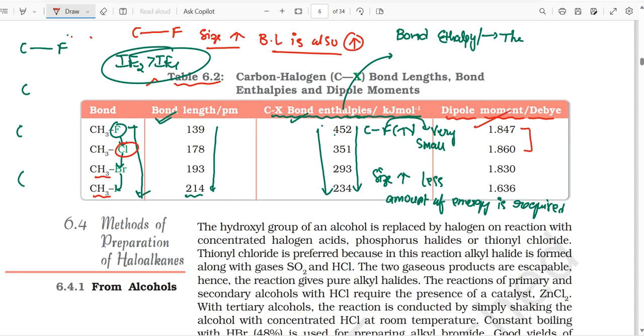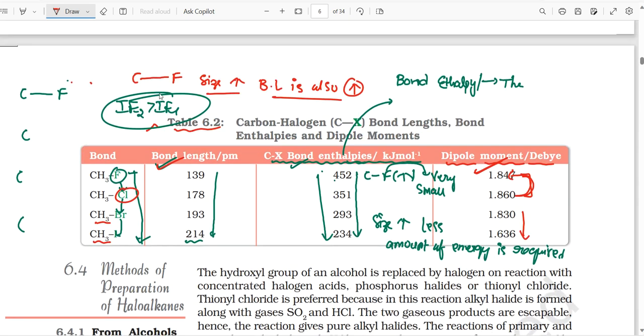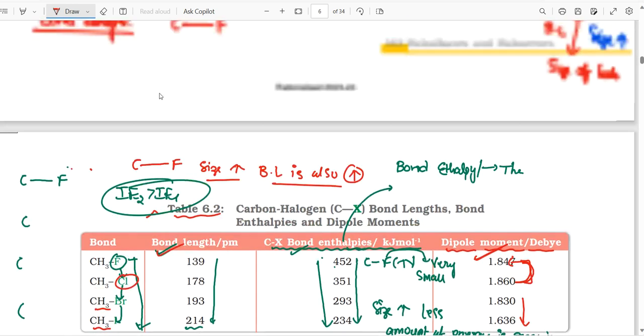I hope dipole moment is also clear to you. I hope the table's three points are clear: why bond length increases from top to bottom, why bond enthalpy decreases from top to bottom, and why there is a small change between CH3F and CH3Cl while the remaining decrease in nature. I hope these three concepts are clear to you. This box is very, very important from the exam point of view.